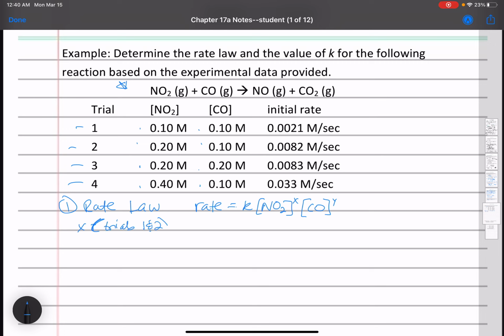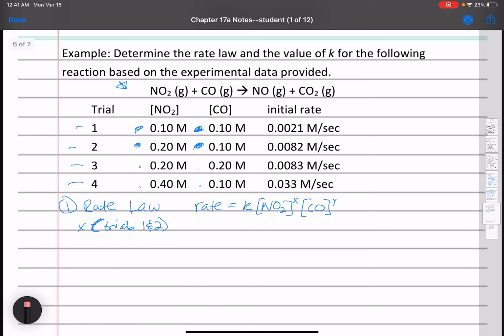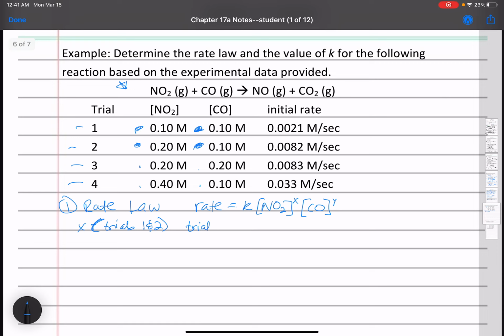Trials 1 and 2, because in these 2 trials, the concentration of carbon monoxide stays the same, but the concentration of nitrogen dioxide is different. And I like to put the one with the faster rate on top, so I'm going to do the ratio of the rate laws for trial 2 over trial 1.